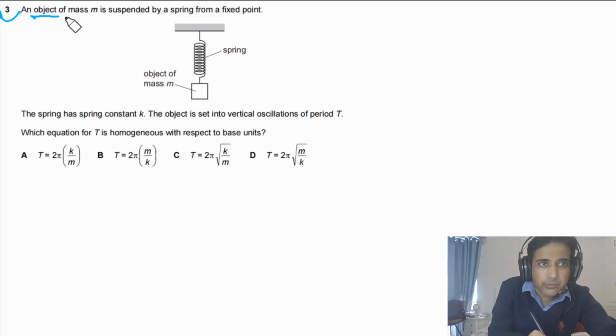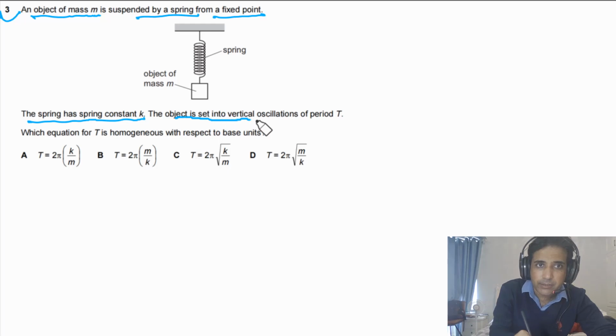Question 3 says an object of mass m is suspended by a spring from a fixed point. The spring has spring constant k. The object is set into vertical oscillations of period capital T. Which equation for T is homogeneous with respect to base units?